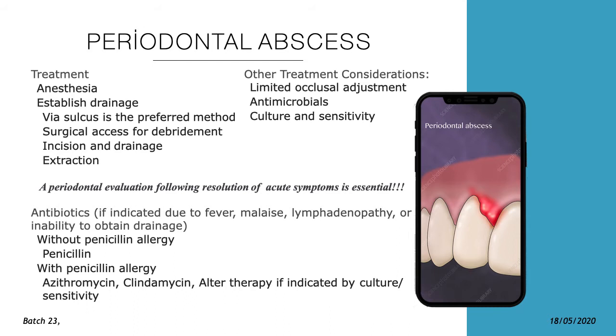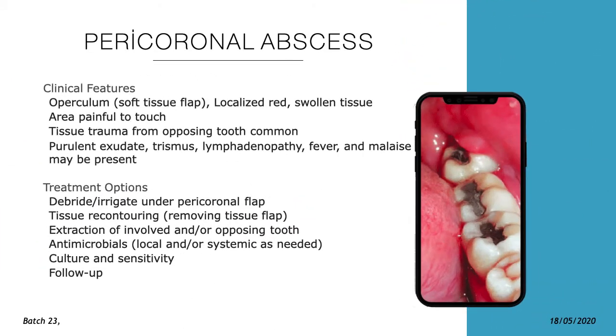But after the active symptoms, you have to evaluate the periodontal status of the patient. Pericoronal abscess, the clinical features: most frequently the operculum which is covering the partially erupted tooth will be inflamed. There will be localized red swollen tissue areas which are painful to touch. The tissue trauma can happen due to the opposing tooth. There will be purulent exudate. Sometimes the patient will have some trismus, lymphadenopathy and fever.